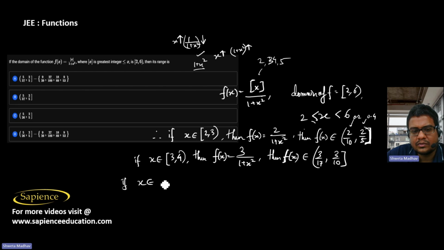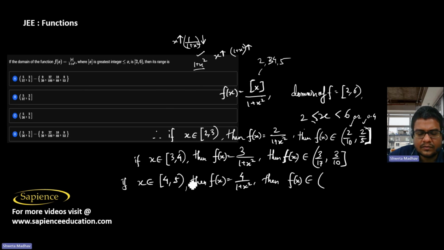And if x belongs to 4 to 5, then f of x will be equal to 4 by 1 plus x square. And then the function f of x will belong to, first we will put 5. So it is 5 square 25 plus 1, 26. So 4 by 26, or I can say 2 by 13. Okay, 2 by 13 to 4 by 4 square, which is 16, till 4 by 17.